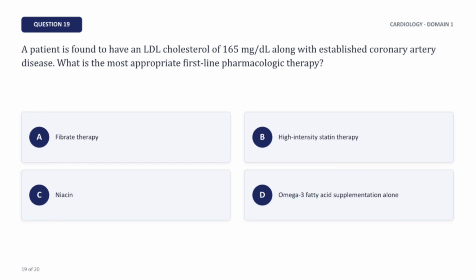Question number 19. A patient is found to have an LDL cholesterol of 165 mg/dL along with established coronary artery disease. What is the most appropriate first-line pharmacologic therapy? Option A, fibrate therapy. Option B, high-intensity statin therapy. Option C, niacin. Option D, omega-3 fatty acid supplementation alone.